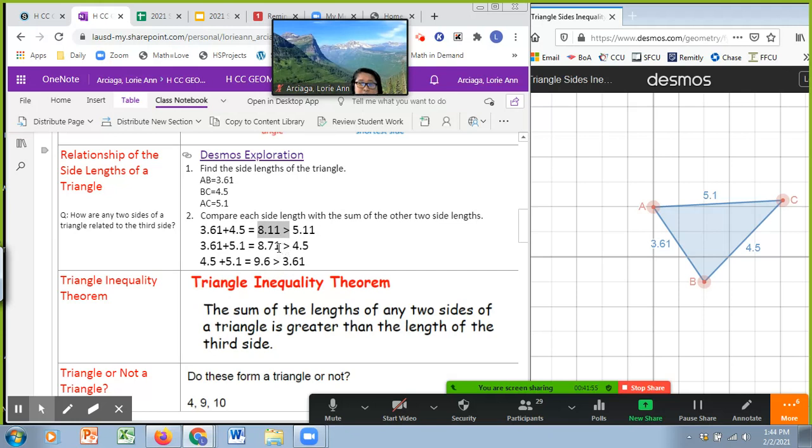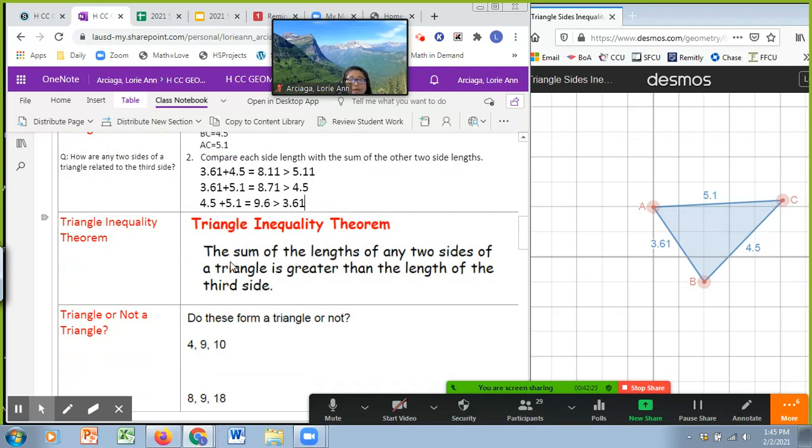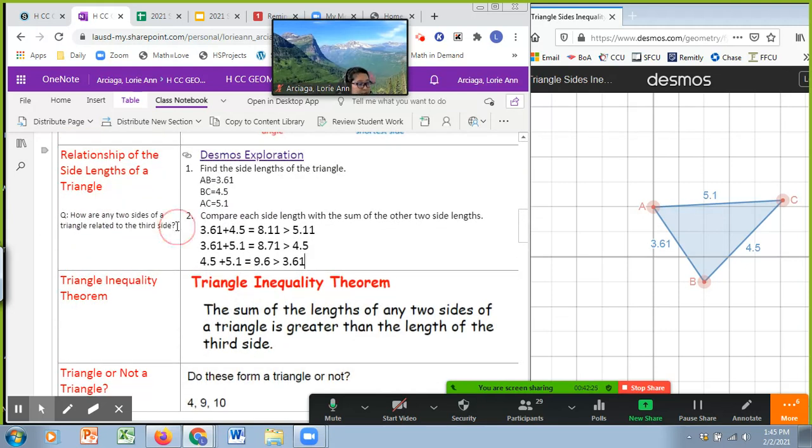So 8 plus 11 is always greater than the side you didn't add. 8 plus 7 is always greater than the side you didn't add. 9 plus 6 is always greater than the side you didn't add. Okay, so just be careful that you take every possible combination. That's why earlier I had to stop myself when I did the first two, then the second, so make sure you do every possible combination. So now you're going to write the conclusion over here.